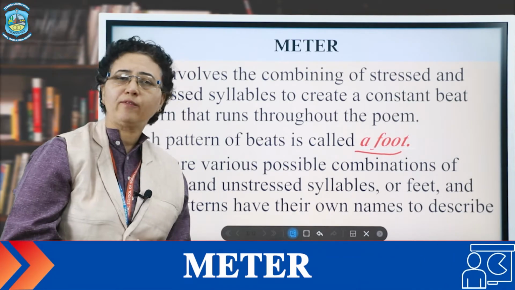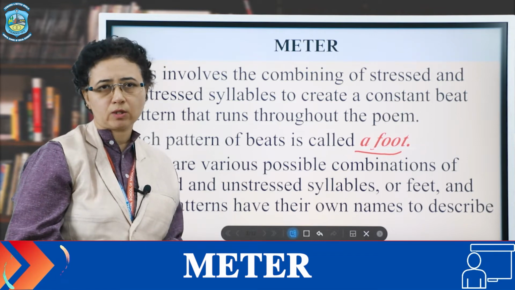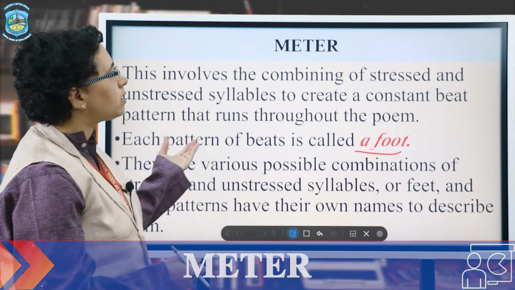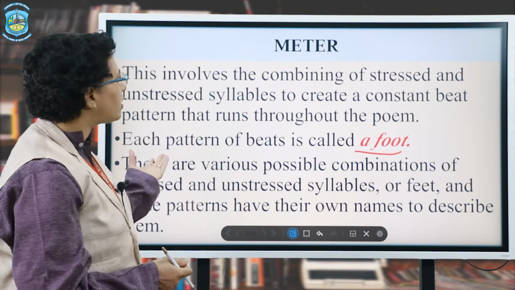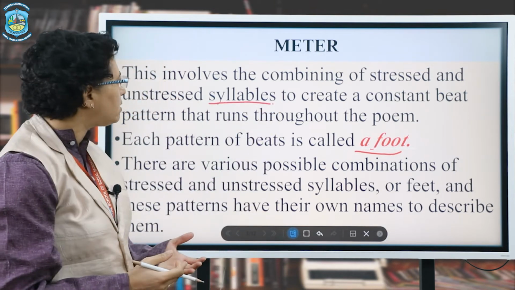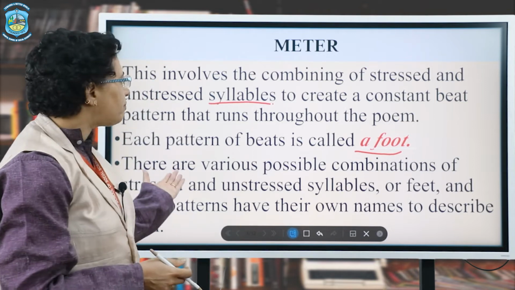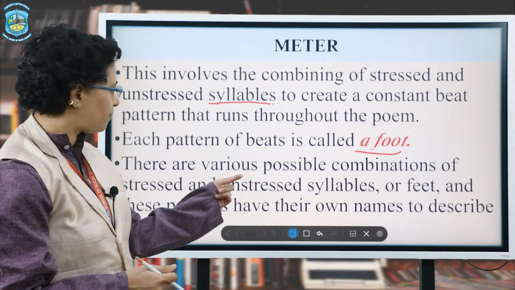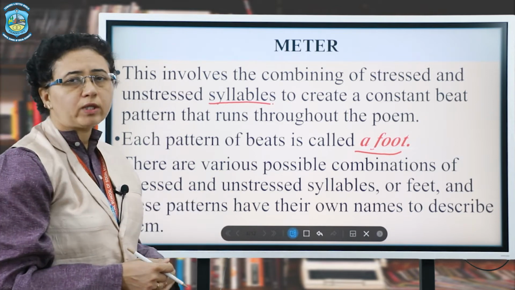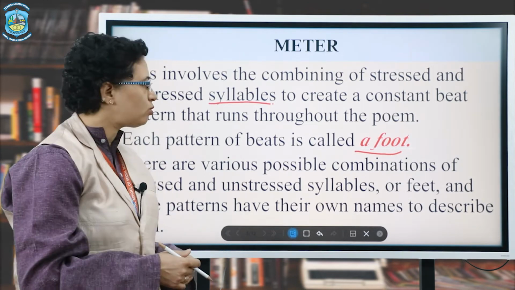Now a while ago I was speaking about meter. What is meter, which gives the poetic quality to any poem for that matter? This involves the combination of stressed and unstressed syllables. They create a constant beat and this pattern runs throughout the poem. Now each pattern of beats is called a foot and there are various possible combinations available. What type? Stressed and unstressed, unstressed and stressed, and so on and so forth.